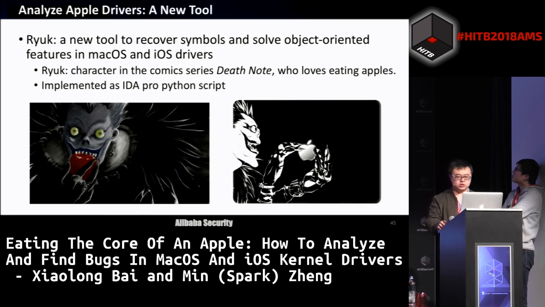This tool is called Ryuk. You may be wondering why we call this tool Ryuk. Because Ryuk is a famous character in the comic series Death Note. He is fond of eating apples, just like us. So we hope that Ryuk can eat all the code of the Apple drivers and tell us what bugs they have. So for now, Ryuk tries to recover symbols and solve the object-oriented features in macOS and iOS kernel drivers.